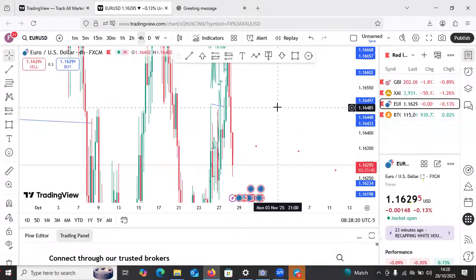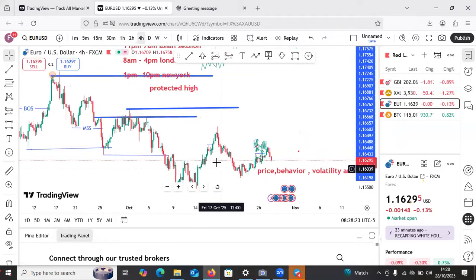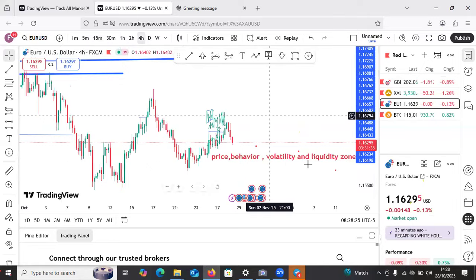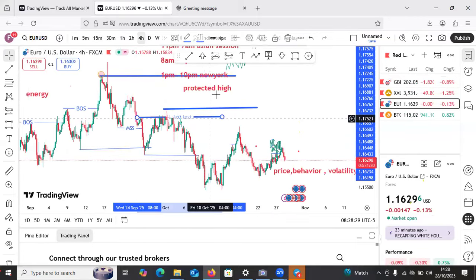Because if you look at the 4 hours, the 4 hours still shows us a downtrend. The market just came down somehow. This EU, because this is the last big construction that took place.